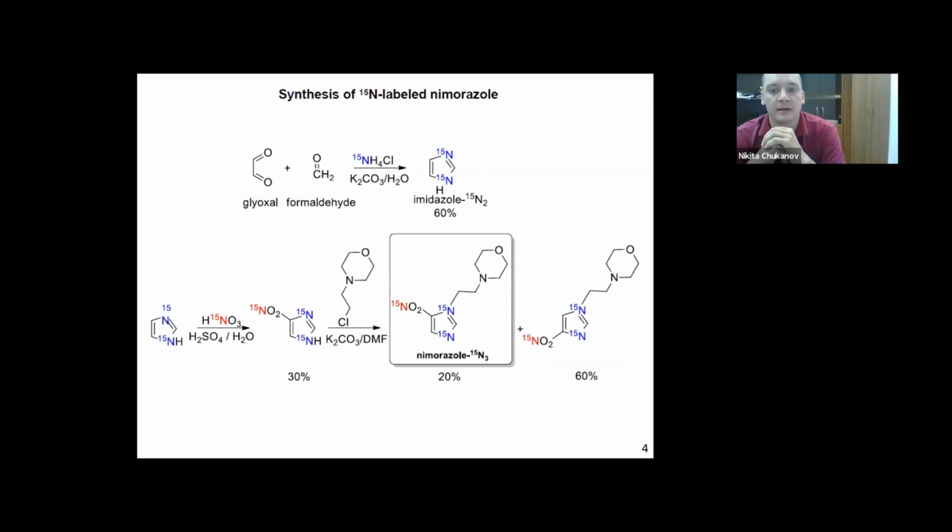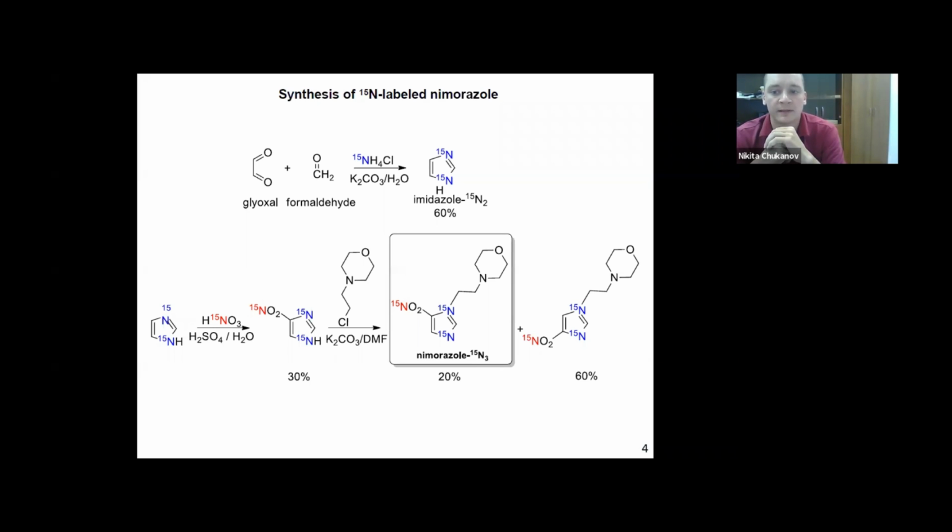Next biomolecule is nimorazole, which has been originally developed as a safe antibiotic against anaerobic infections. We performed the synthesis of isotopically labeled nimorazole. In the first step, labeled imidazole was prepared with 60% yield via condensation of glyoxal, formaldehyde, and labeled ammonium chloride. Subsequent nitration with N15 nitric acid allowed us to obtain nitroimidazole with 30% yield.